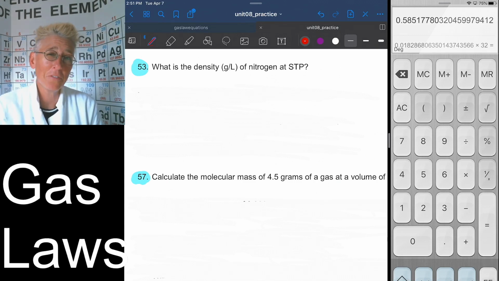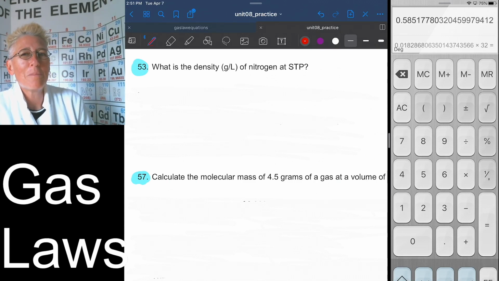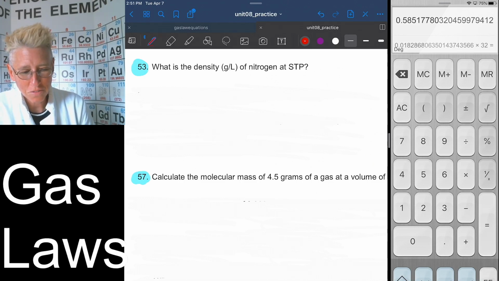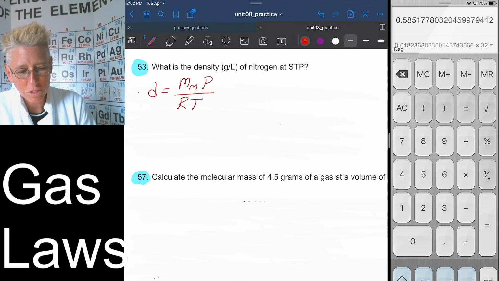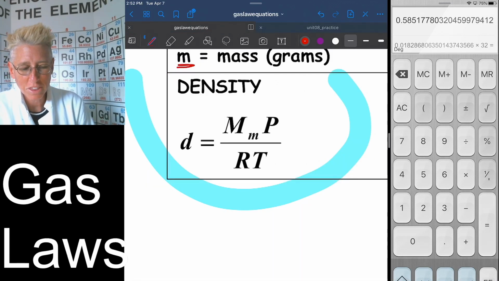I'm going to do number 53, and I like 53 because it looks like you really are not given any numbers, but you actually are. And let's talk about it. Let's see what we're looking at. What is the density? If it's asking for density, I probably want to use that density equation, which is molar mass times P over RT. So again, I got that from the gas law equation right there. And mm stands for molar mass, right?